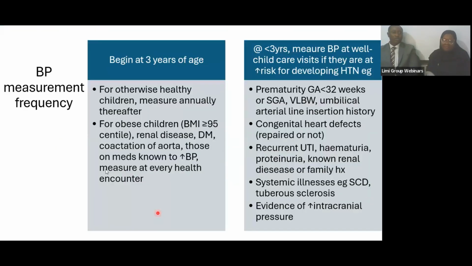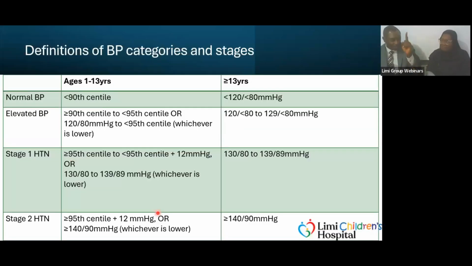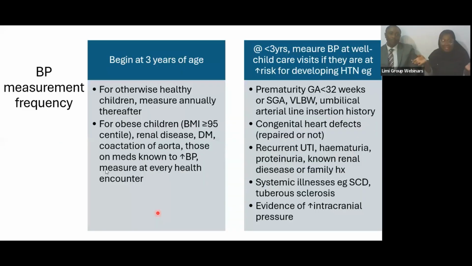Good. So, blood pressure measurement frequency. When do we start? We have this chart showing from the age of 1 year. There are reasons why a 1-year-old may need to have blood pressure measured. Okay. But usually we begin at age 3 years for otherwise healthy children, right? And you measure them annually thereafter. However, for obese children, those with BMI greater than the 95th percentile, or those who have CKD, diabetes, and other conditions, or who are on steroids, for instance, you need to measure them at every visit.